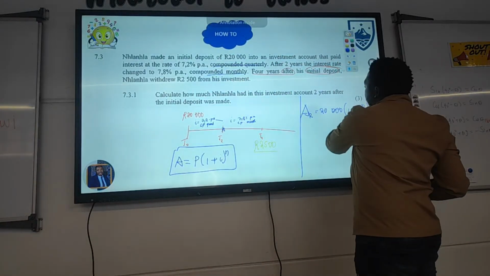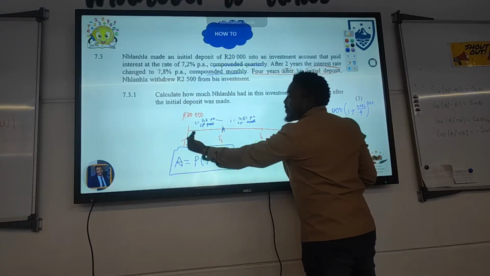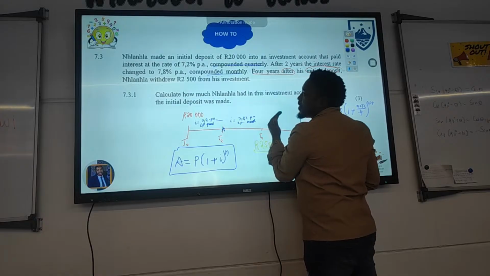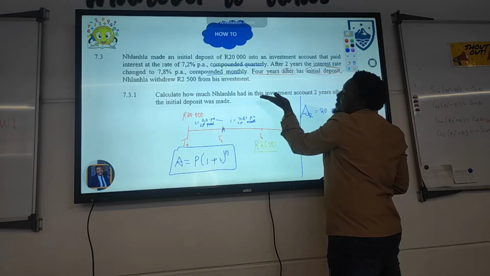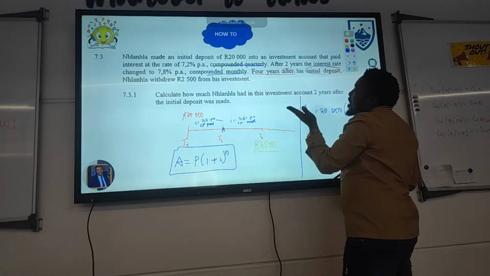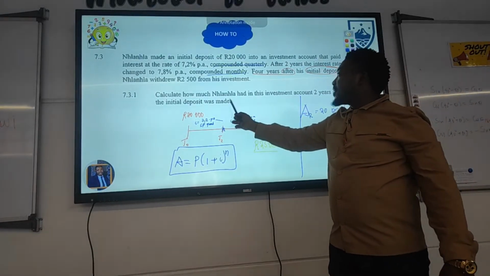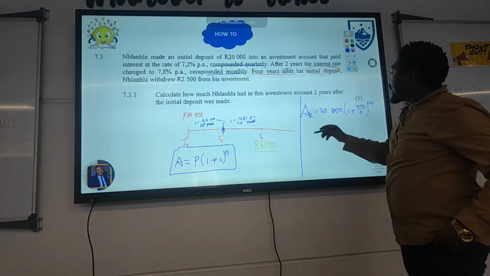The reason why we divided by 4 only is because the interest rate here was effective for the first two years, and after that we don't want to know anything about that yet. We just say calculate how much Atlanta had in this investment account 2 years after the initial deposit was made. So we are just focusing until here. Then you press this in the calculator.